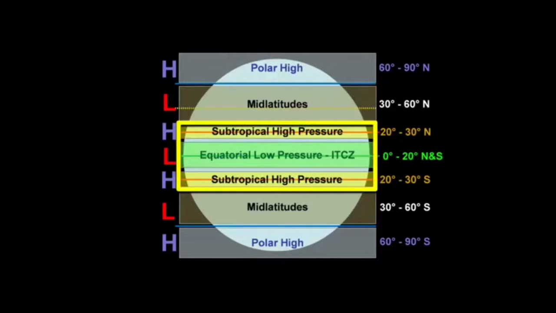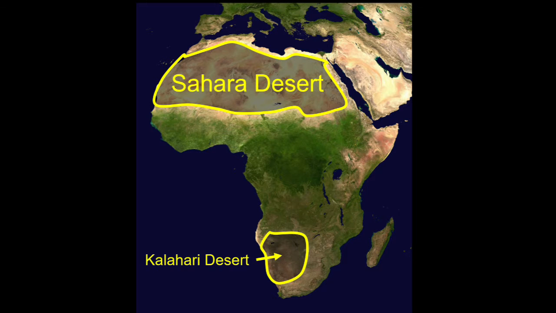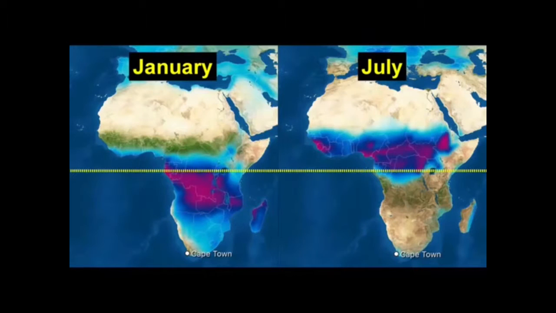And so in Africa, because it pretty much straddles the equator, we have the equatorial low pressure, the ITCZ, the extreme dense rain belt that goes right through the middle of Sub-Saharan Africa. But to the north, we have a subtropical high pressure, which explains why it's so dry up there, the Sahara Desert. But to the south, we have another subtropical high pressure, the Kalahari Desert, which explains why it's so dry there.